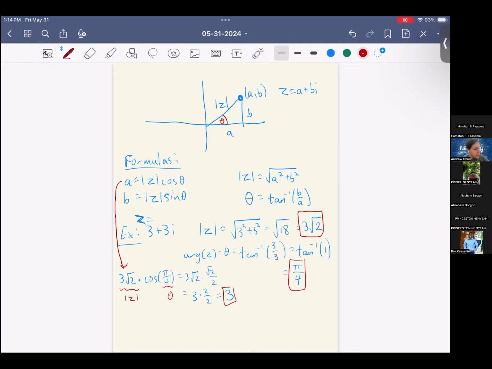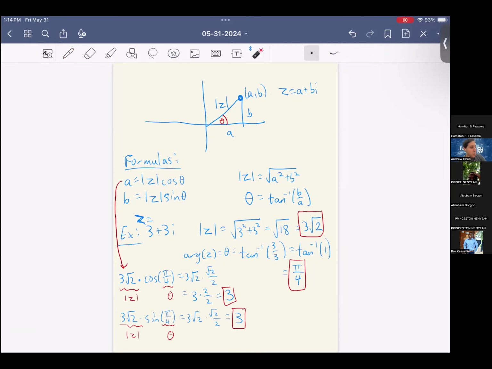And similarly, if we have 3 square root of 2 times sine of pi over 4, where this is again the absolute value of Z and this is theta, this is again going to be 3 square root of 2 times square root of 2 over 2, and for the same reason that's also going to be 3.